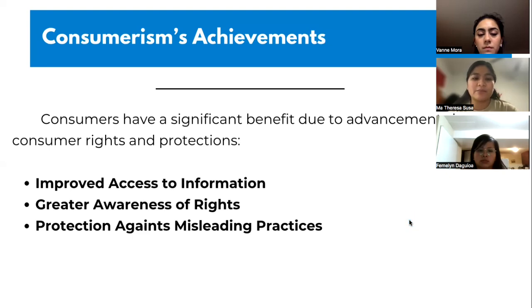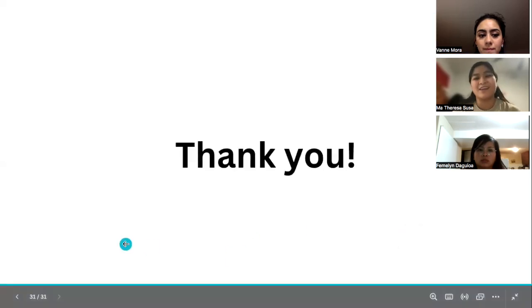And the last one is protection against misleading practices. You are better protected against inflated advertising claims, hazardous or ineffective products, and unfair pricing. So it's regulatory measures on advertising and pricing. I think that's all for my topic, and this will be the last slide.